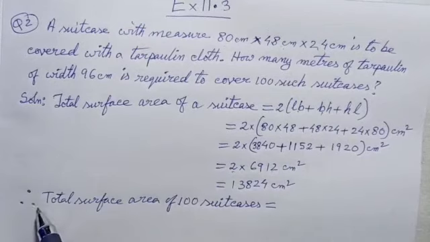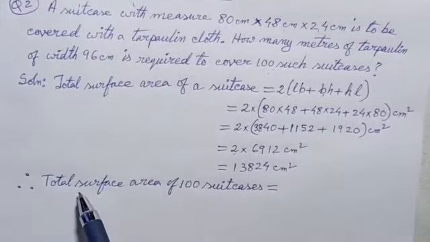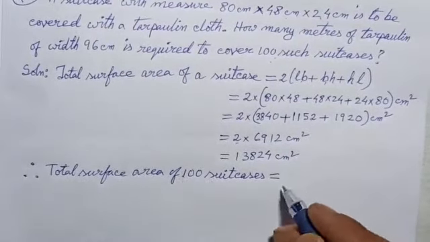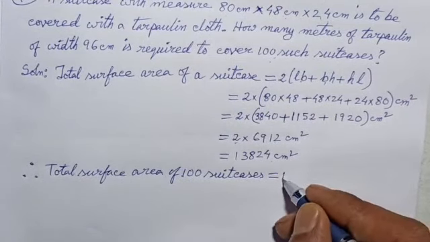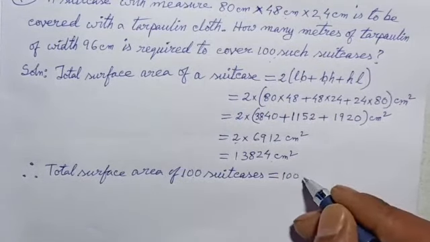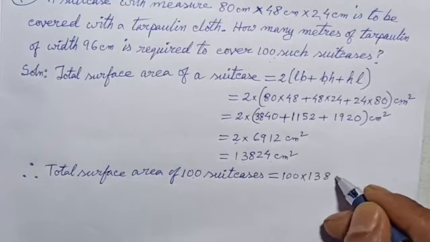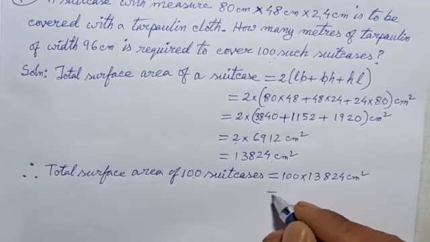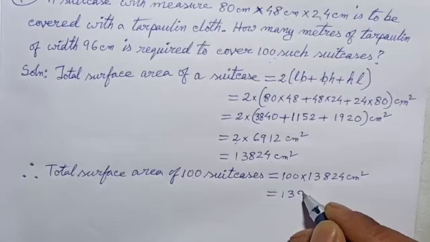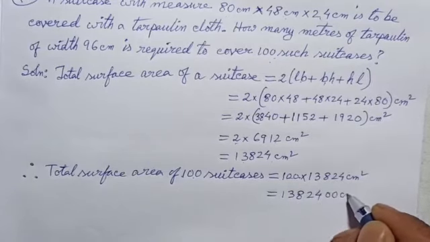Next, therefore total surface area of 100 suitcases. Here the number of suitcases is 100. So total surface area of 100 suitcases is, this is the surface area of one suitcase, and that will be multiplied by 100. So 100 into this area, 13824 centimeters square. If we multiply this, we will get 13824 two zeros centimeters square.